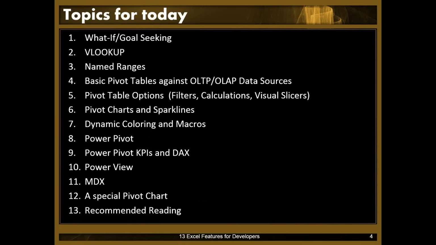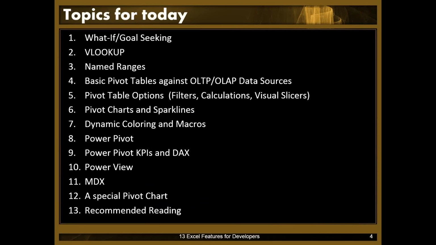Then we're going to look at the VLOOKUP function and some of the do's and don'ts with that, and that's going to flow into the third topic, which is named ranges. Very often when we use VLOOKUP, we need to use named ranges to work over a range of cells, and there are some do's and don'ts with that. Then we're going to look at a feature that's almost synonymous with Excel, and that's pivot tables.